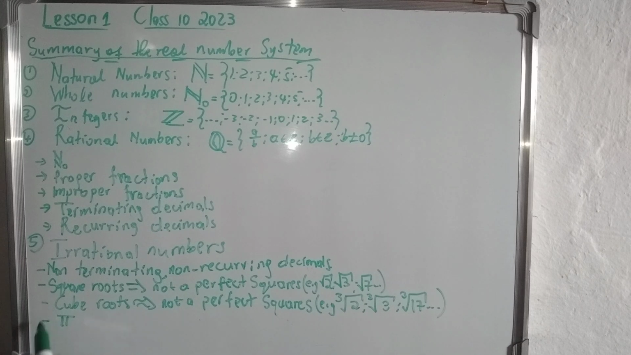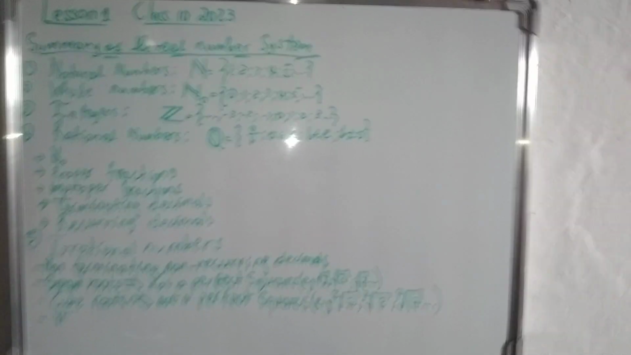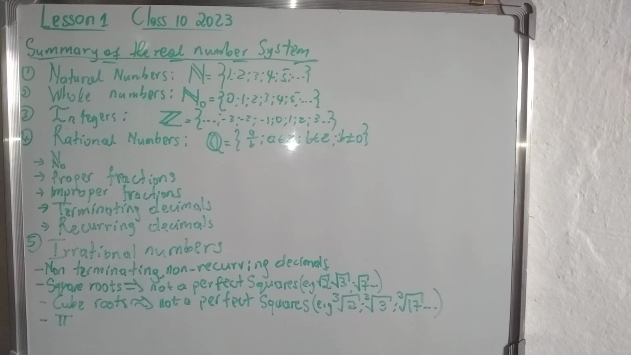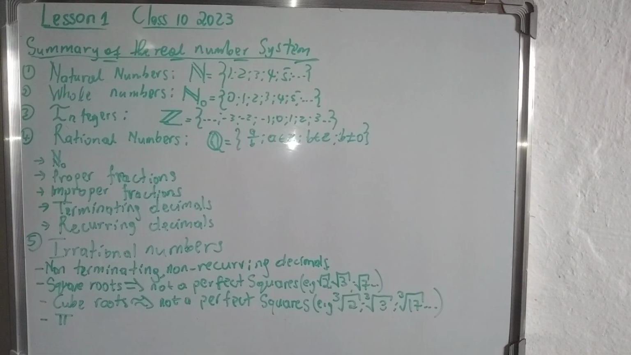And the last one, we talk about pi. So pi is also under irrational numbers. So just quickly, now let's look at a few examples.